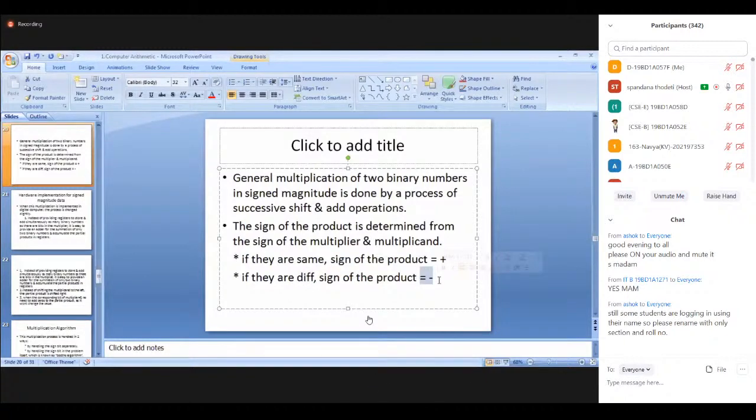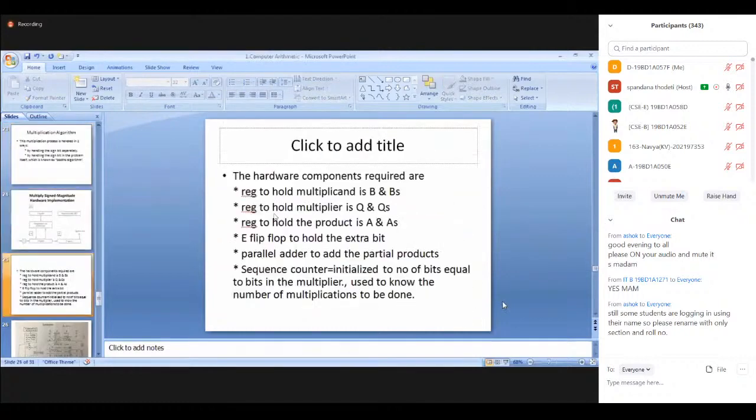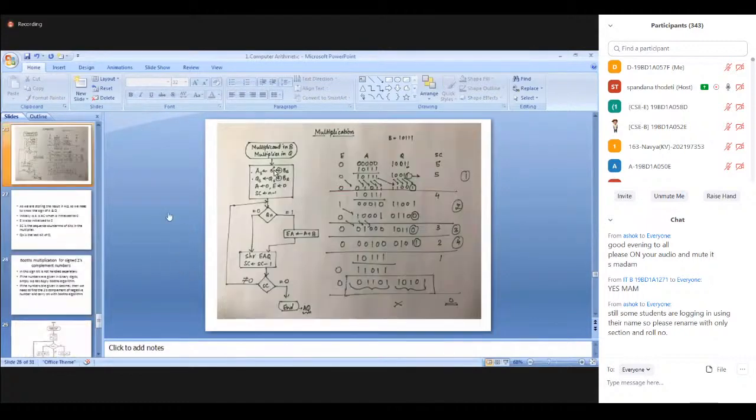Plus into minus is minus. Minus into plus is minus. So that is to be known based on QS and BS. So apply an XOR operation on the sign values of the multiplicand and multiplier. That will be stored in your AS and QS, because at the end you are storing your result. The final result you are storing in AQ. The final result is stored in the registers AQ.